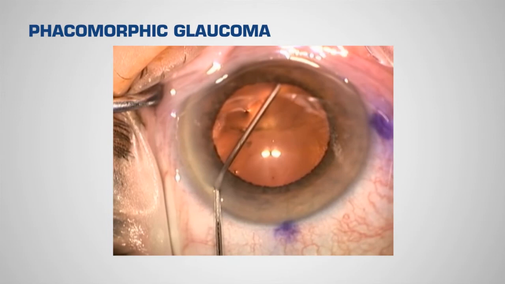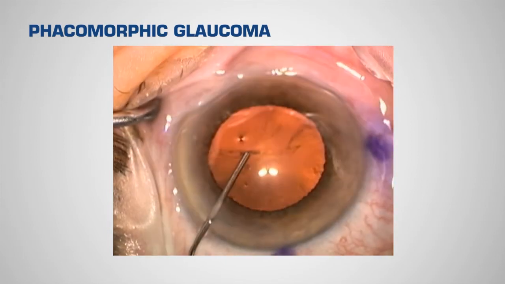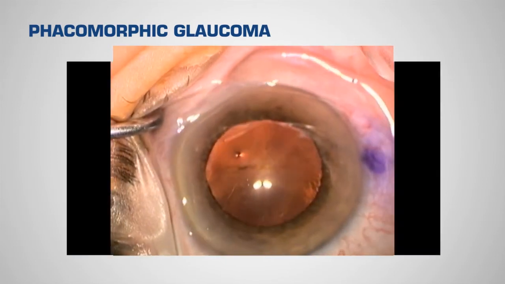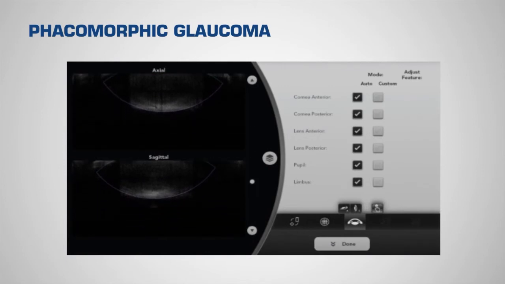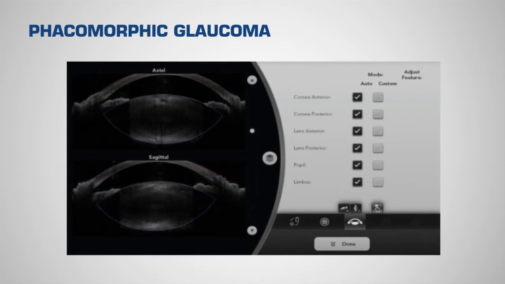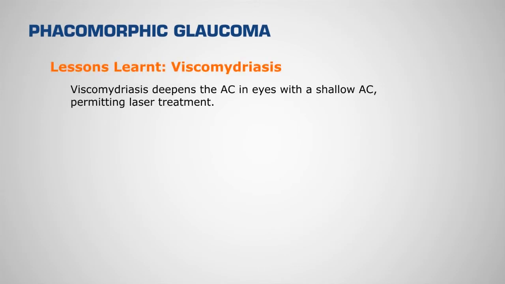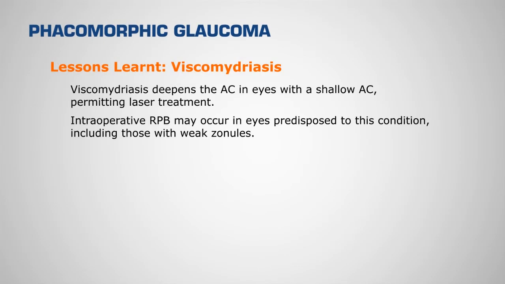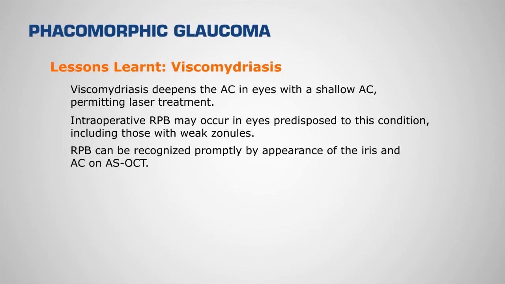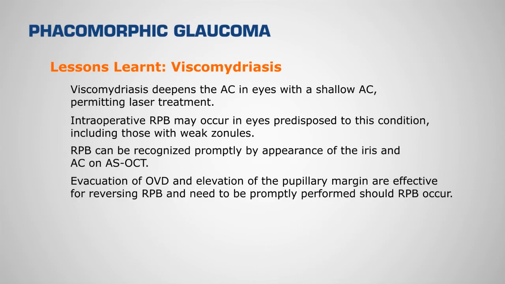In this case, she was comfortable during the femtosecond procedure, and anterior segment OCT revealed normal anterior chamber anatomy without reverse pupillary block. The lessons learned from this case are that while viscomydriasis helps to deepen the anterior chamber, an intraoperative reverse pupillary block can occur in eyes predisposed to this condition, including those with weak zonules. This can be recognized by the appearance of the iris and anterior chamber on anterior segment OCT.